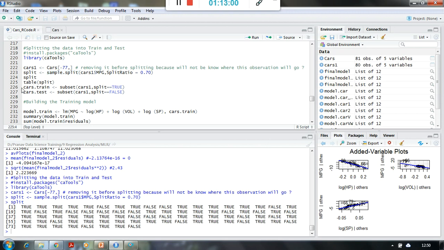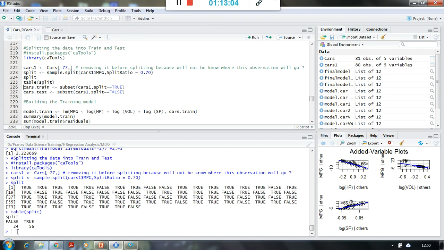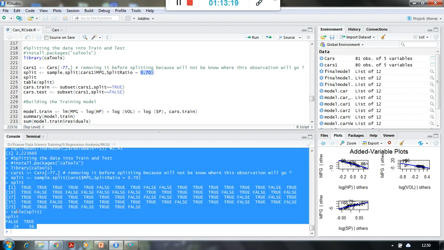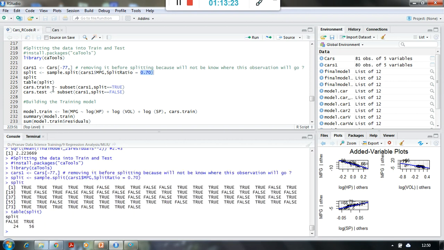Right? So if I make a table of split, the table will give me the proportions. So there are 24 test observations and 56 training observations, right? And it is 70-30, so 70% of 80 and 30% of 80. That's the value.